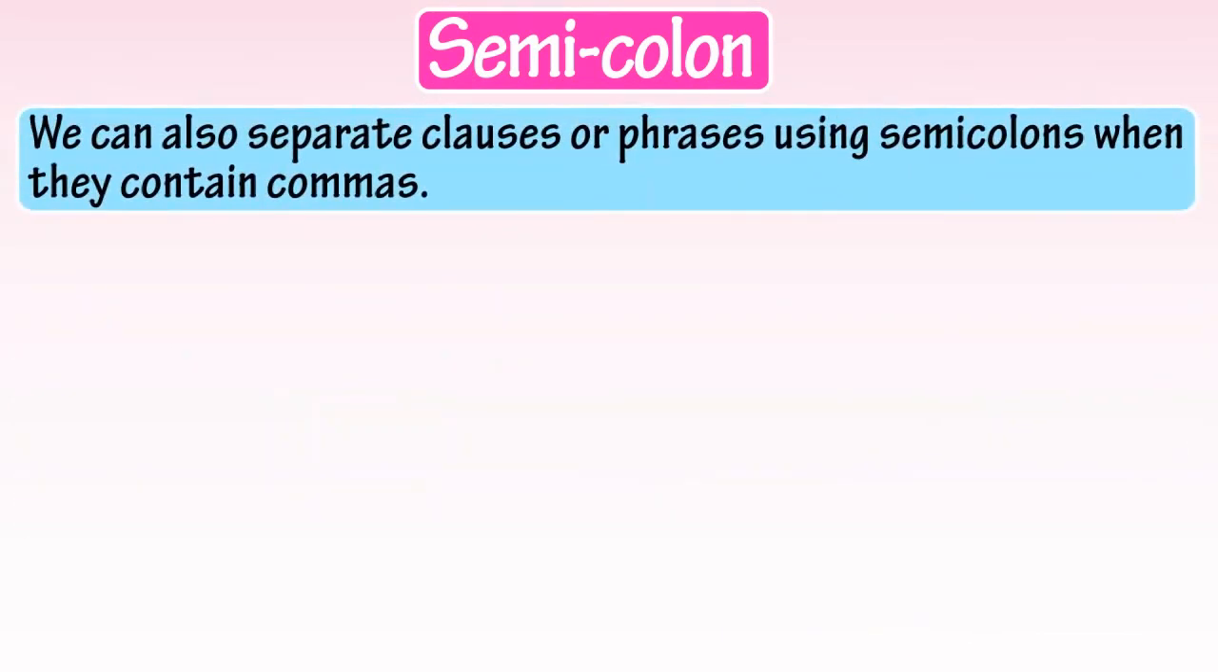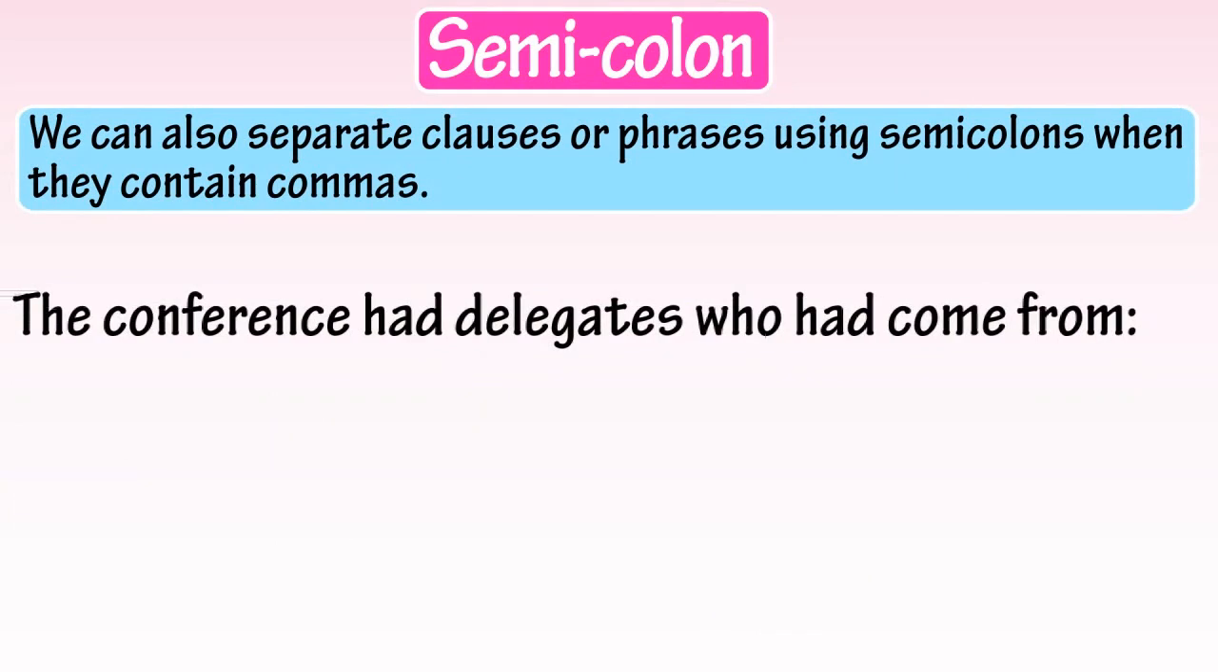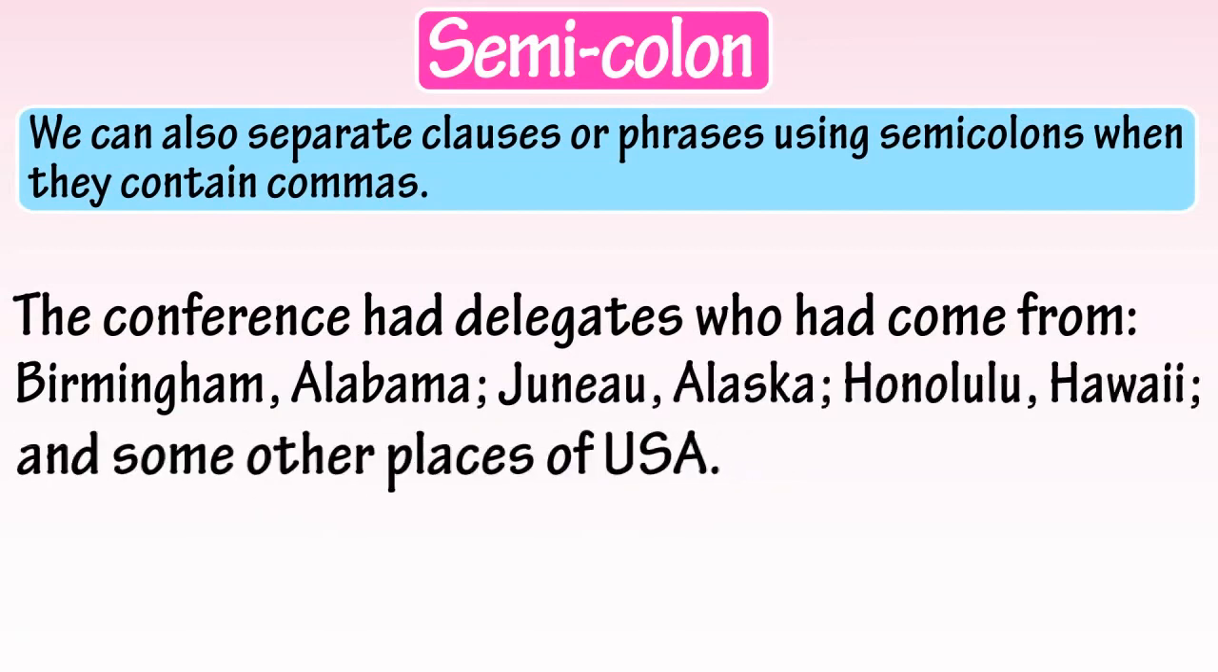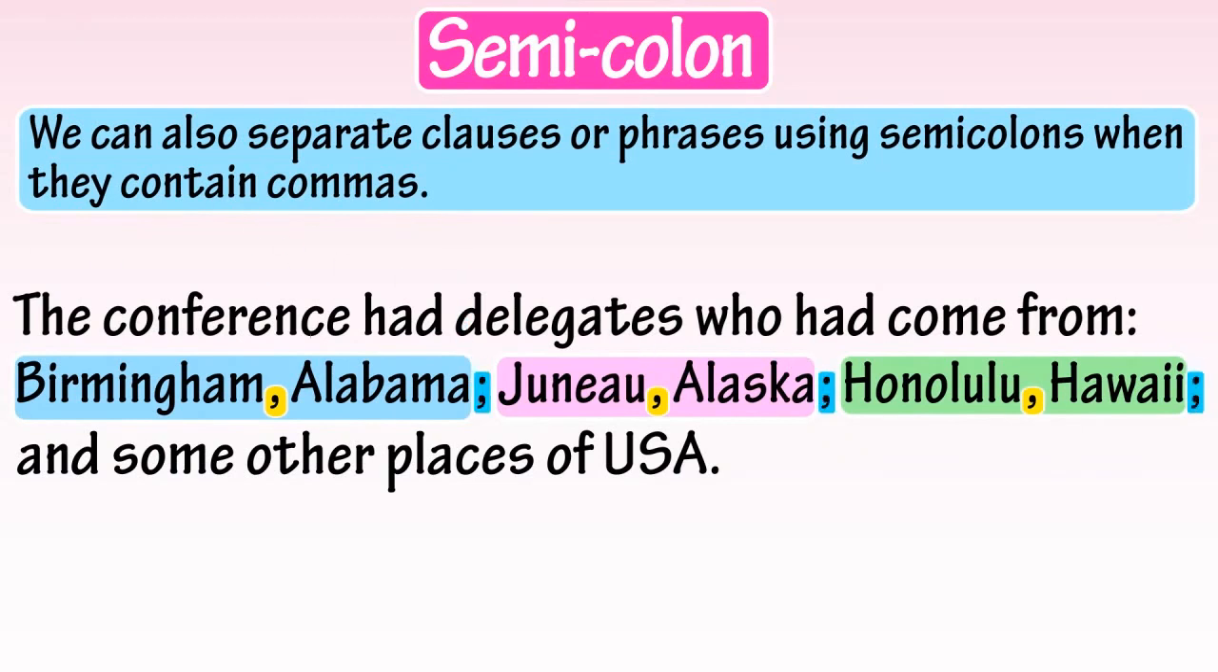We can also separate clauses or phrases using semicolons when they contain commas. The conference had delegates who had come from Birmingham, Alabama; Juneau, Alaska; Honolulu, Hawaii; and some other places of USA. Here in this sentence, we have to separate three phrases that each contain a comma. So we have used a semicolon for that purpose.